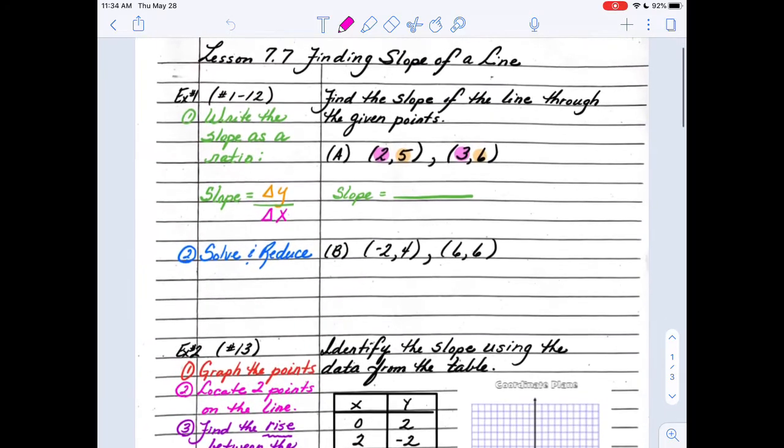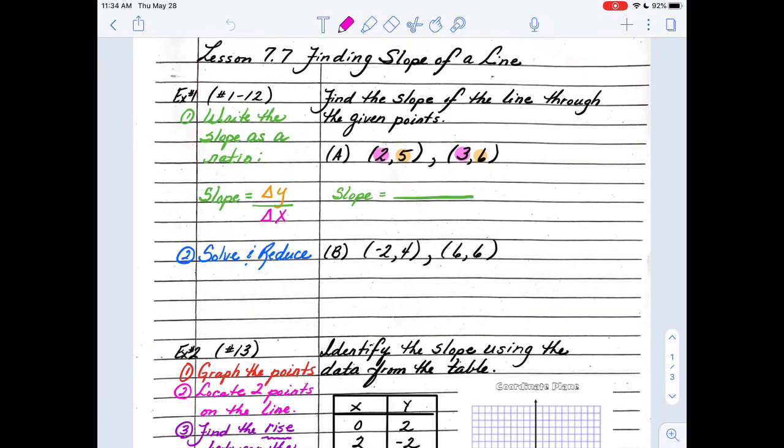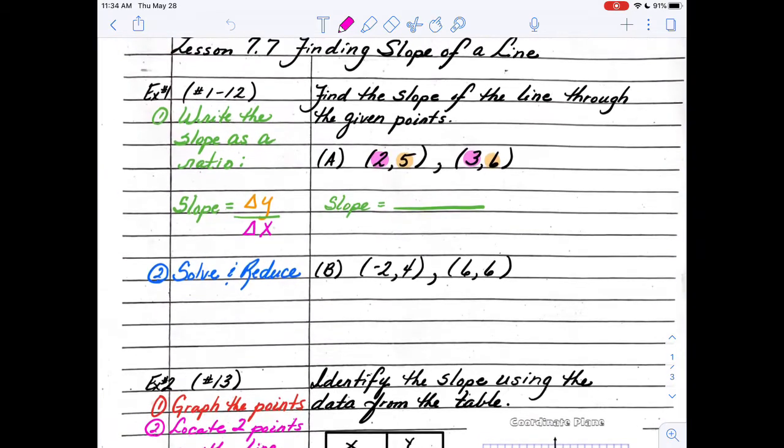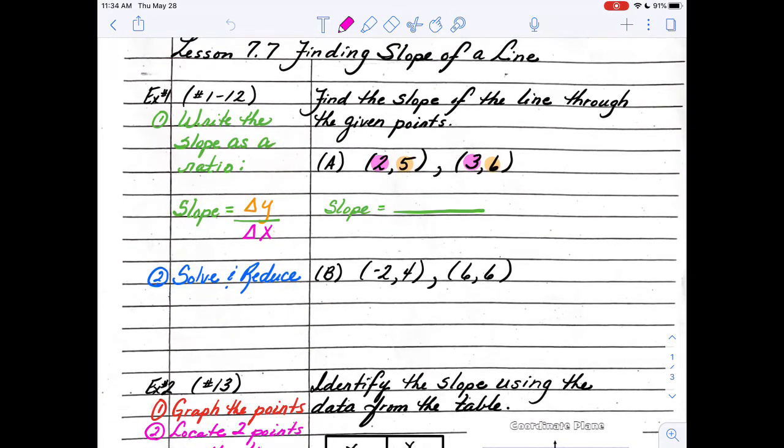All right, today we're going to look at how to find the slope of a line. Given 2 points, can you find the slope? Well, we've worked with slopes so many times this year. I'm hoping this will be so easy for you. But let's go ahead and look at example 1 because I'm going to give you some problems on the homework.